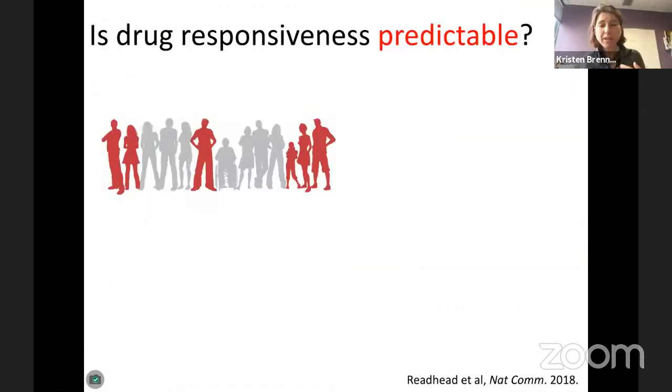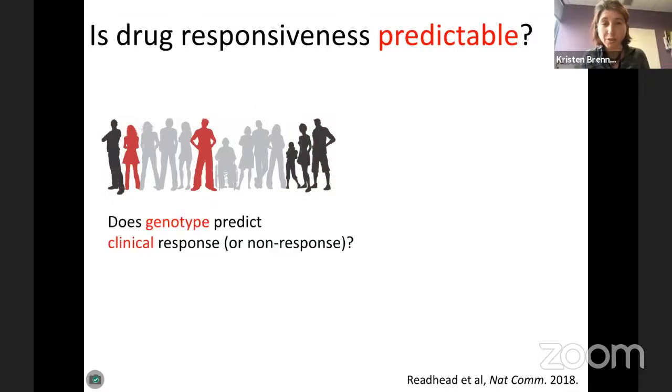And so the real question here is, can we use this to help patients? Is drug responsiveness predictable? We don't necessarily have to find a drug that cures or treats all patients in order to do good. If your drug only helped a subset of patients, that would be okay too, so long as you could tell in advance which patients you should be giving this to.